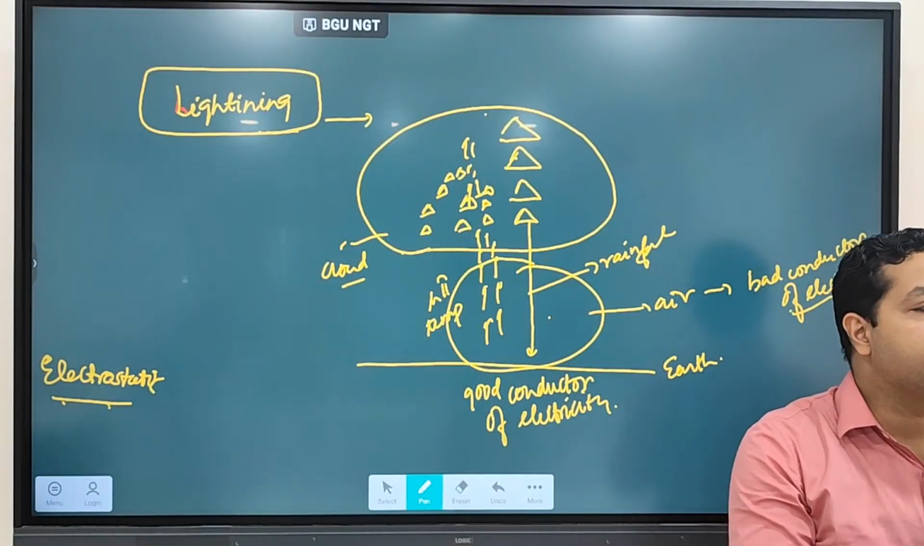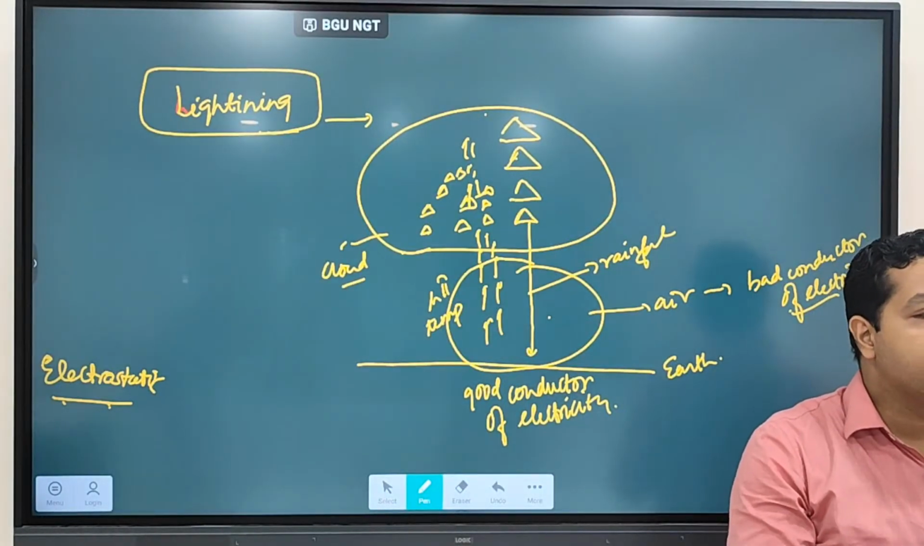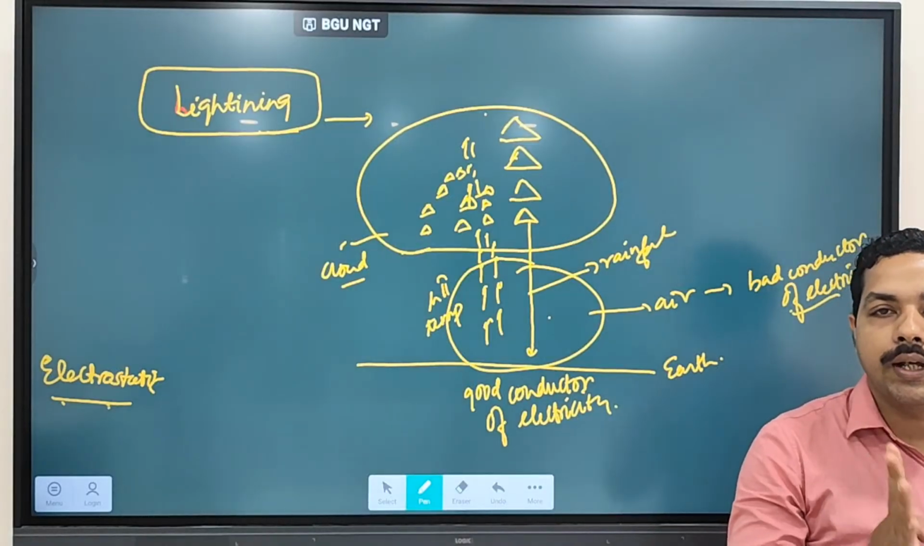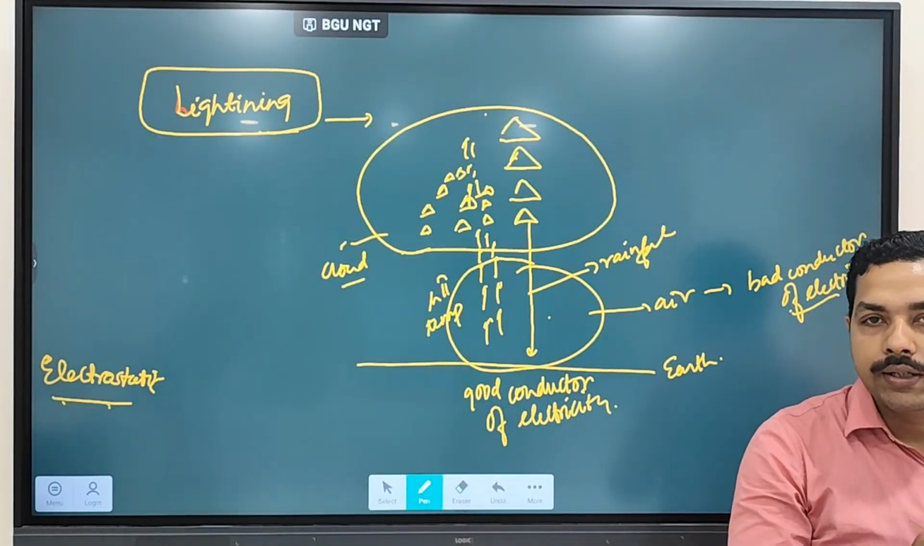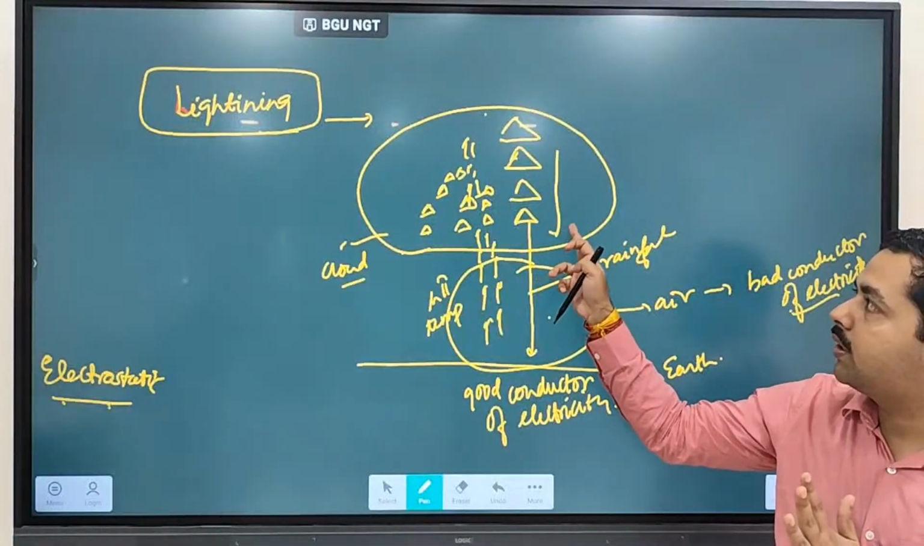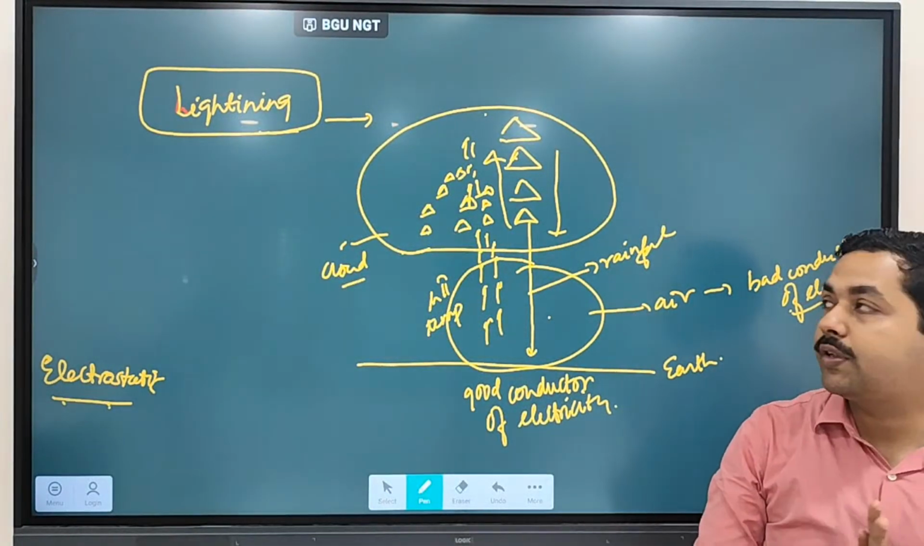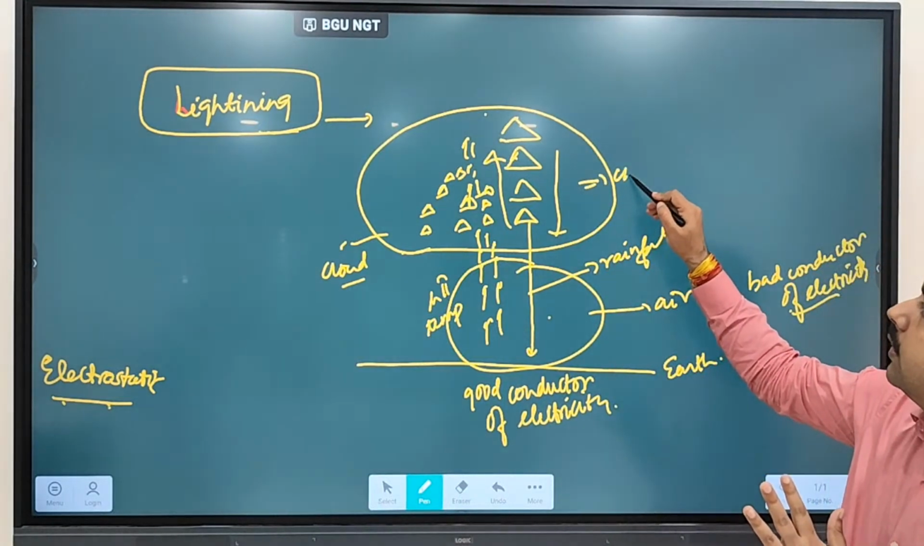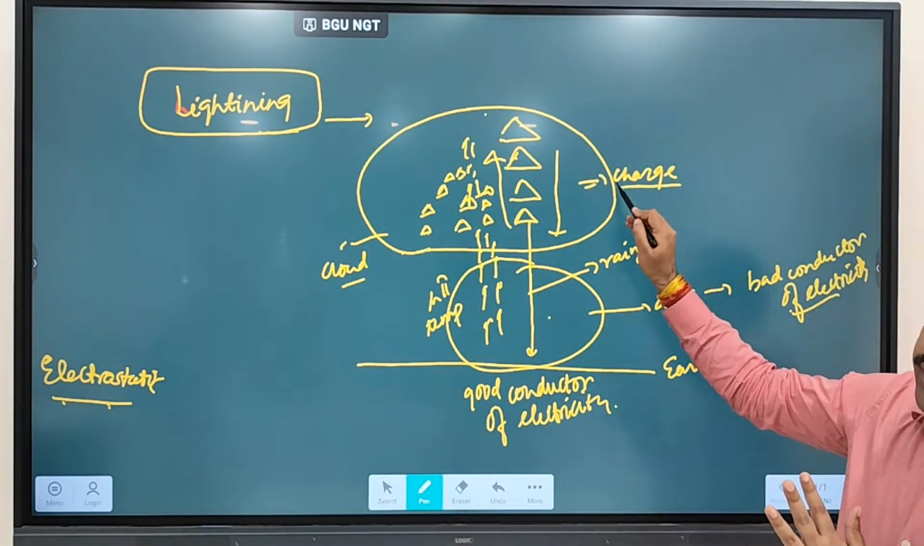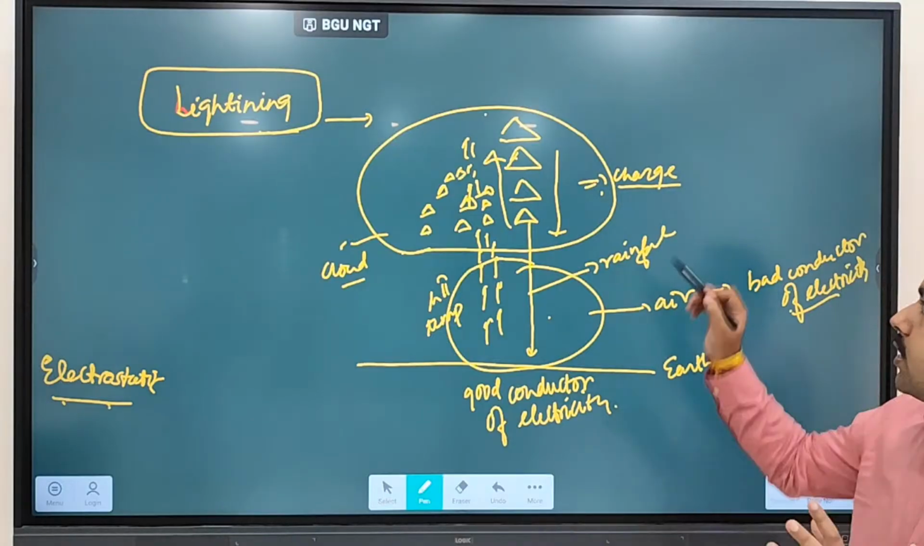So what will happen? Friction is going to be there between the small ice crystal and the bigger ice crystal. Clear? One is coming down, one is going up. So these frictions are going to be there, and these frictions will generate charge. Clear? So what does charge mean?